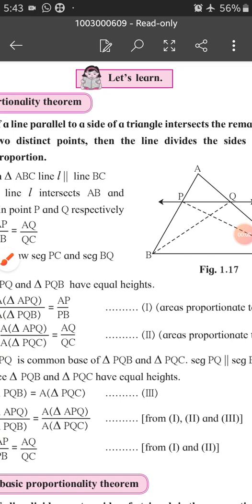Hello students, we are going to study today the basic proportionality theorem, which is given on page number 7. So what is this basic proportionality theorem? See, now I am going to read the statement. If a line parallel to a side of a triangle intersects the remaining sides in two distinct points, then the line divides the sides in the same proportion.